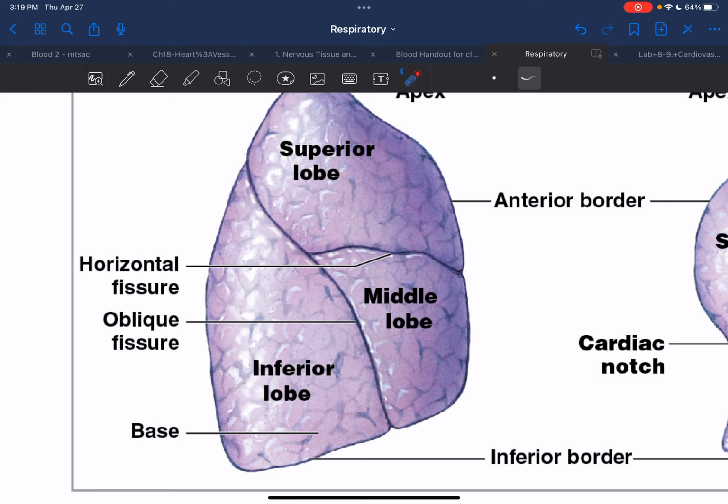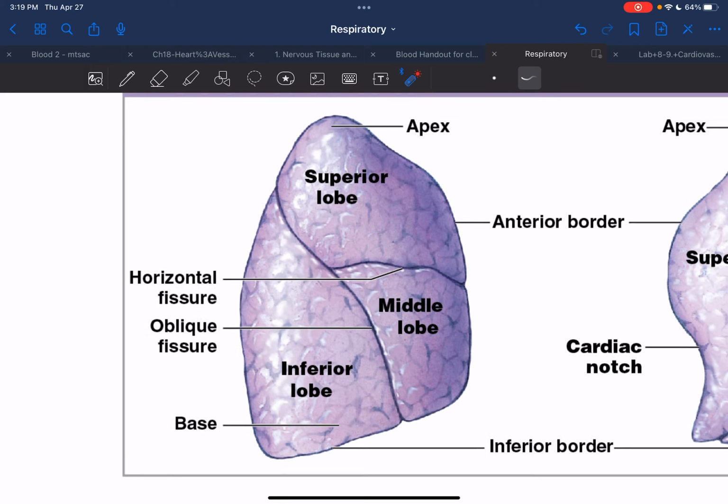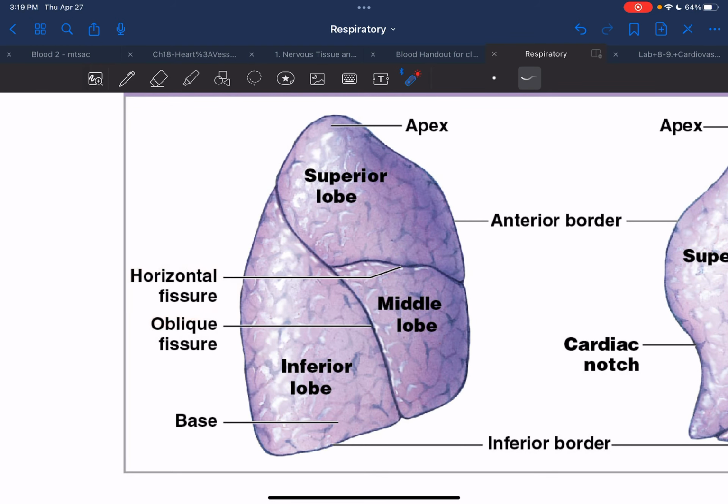A sulci will be much smaller, but today we're only seeing fissures, and so you have 2 fissures to worry about. You have the horizontal fissure, which divides the superior lobe from the middle lobe. And then you have the oblique fissure, which separates the inferior lobe from the middle lobe and the superior lobe, if we follow it all the way across.